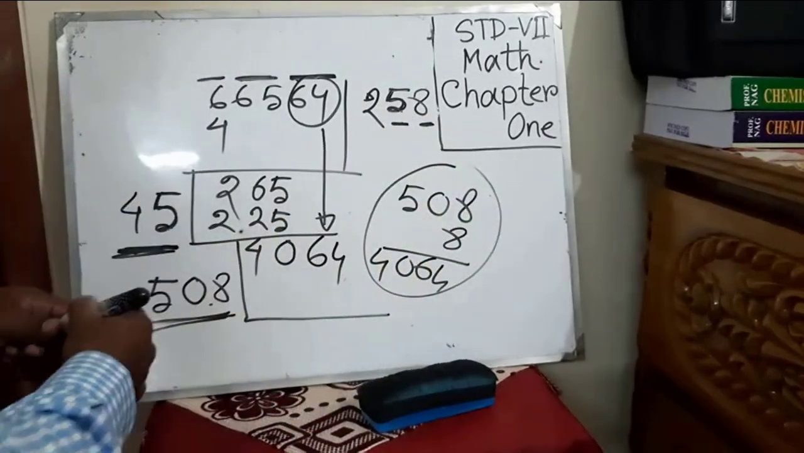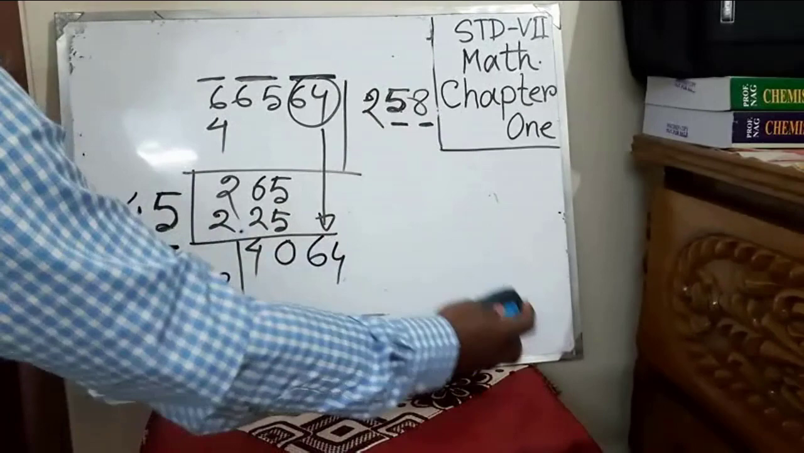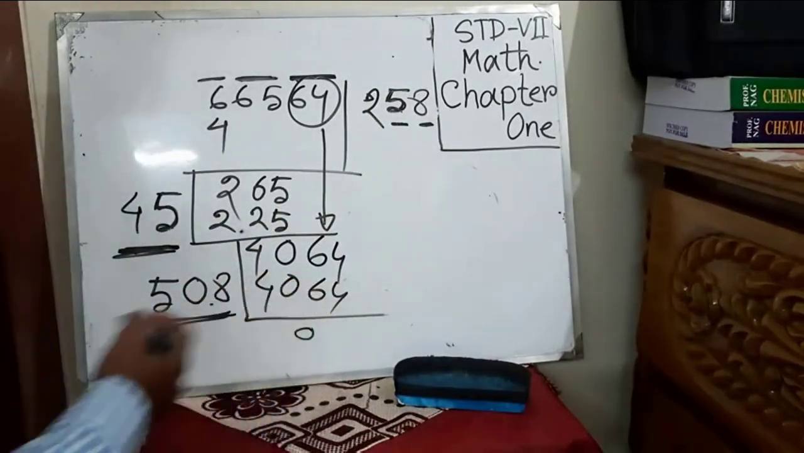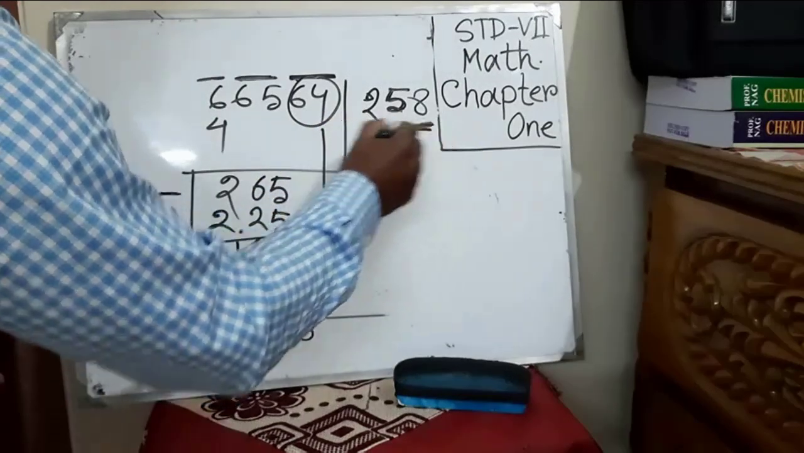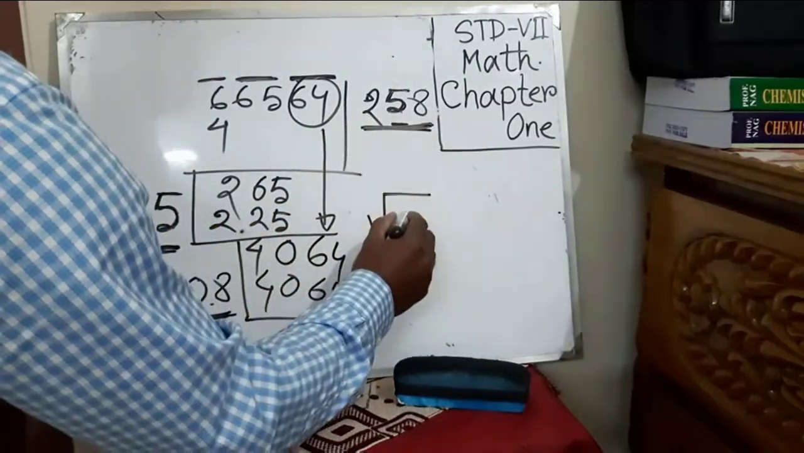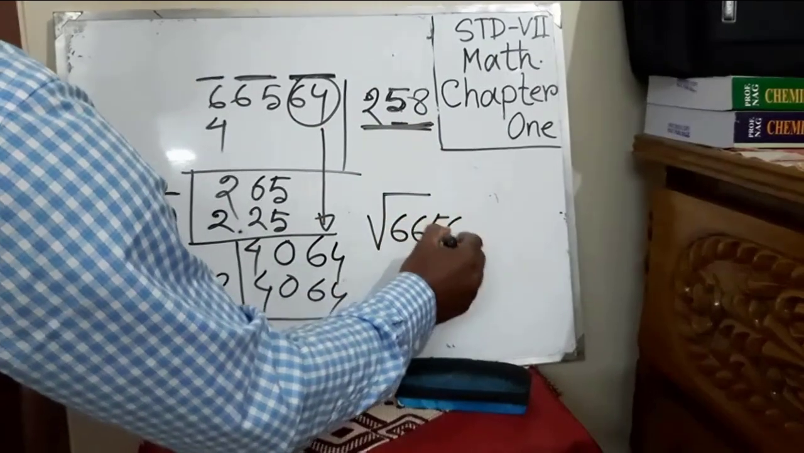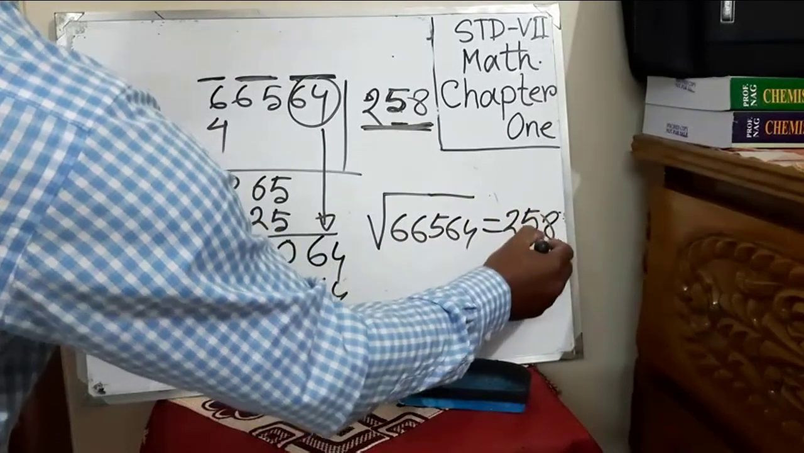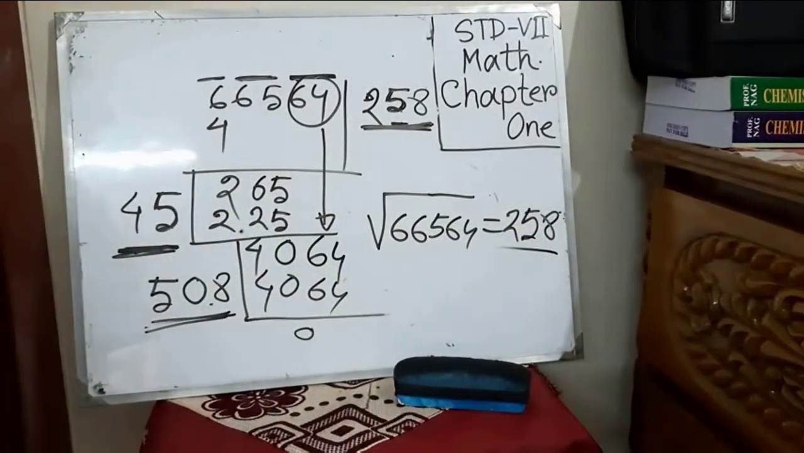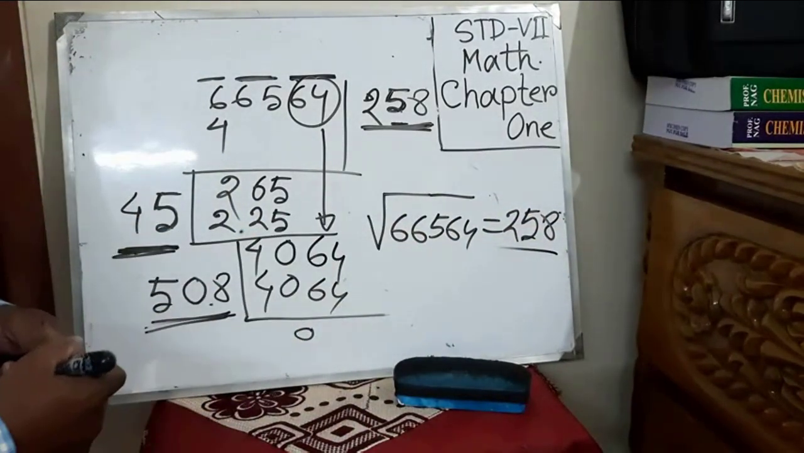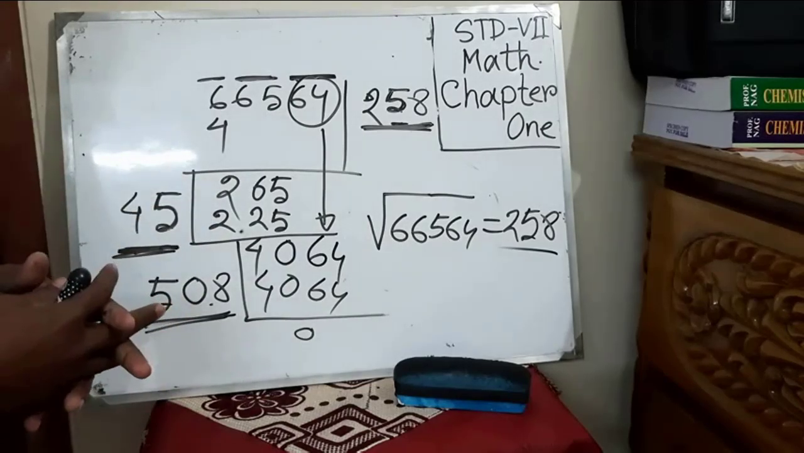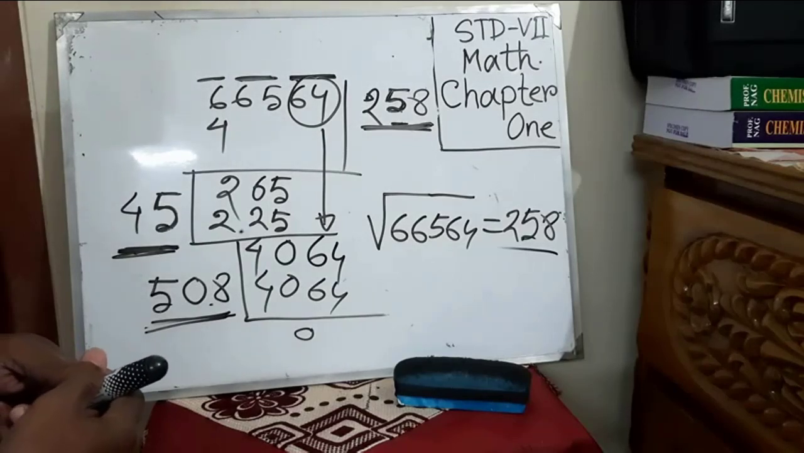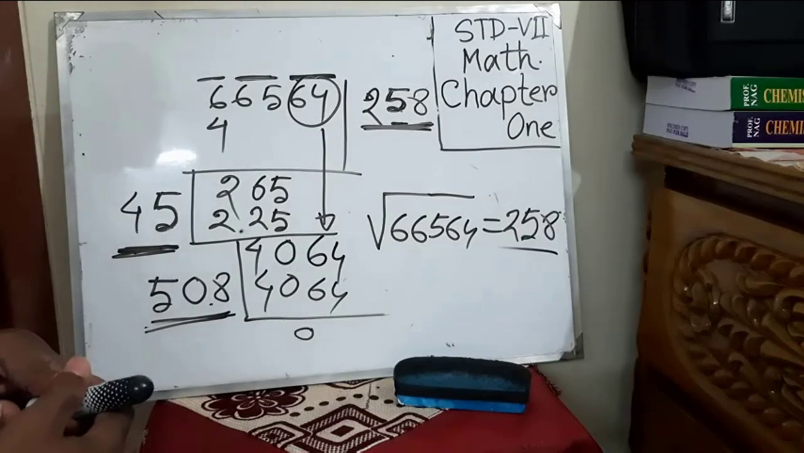Look, so the number has been matched, 4064. So this is the square root. 66,564 equals 258 squared. This is the square root of this square number. So I think you have understood better. So see you again in the next class. Thank you very much.